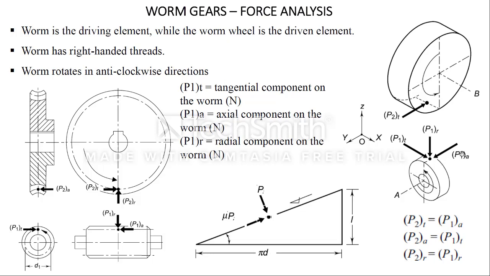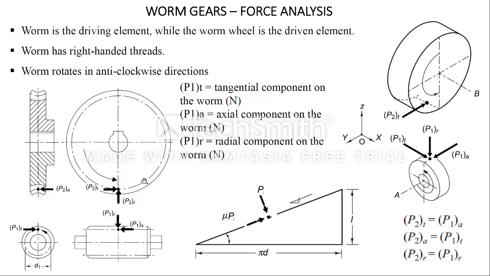In a similar manner, if PA1 is in this direction on a worm, then PT2 will be in this direction, which is equal and opposite to that of PA1. So axial force which is on worm will be tangential force on wheel, and it should be in the direction of rotation. So this is all about the directions.